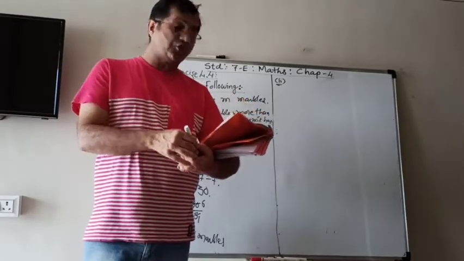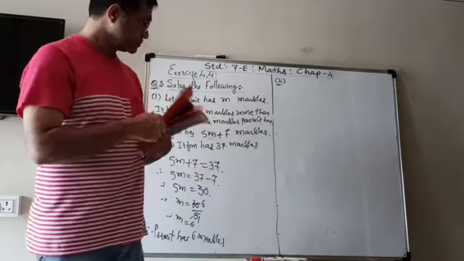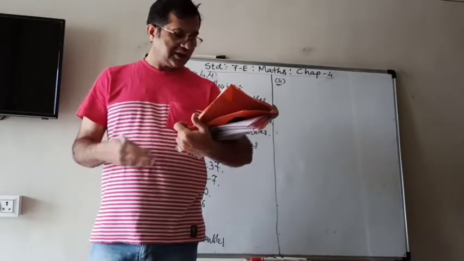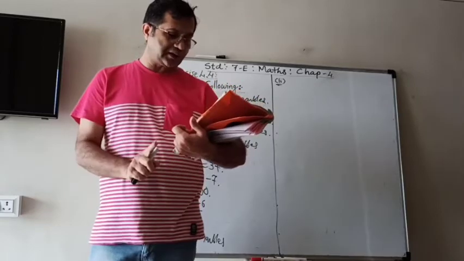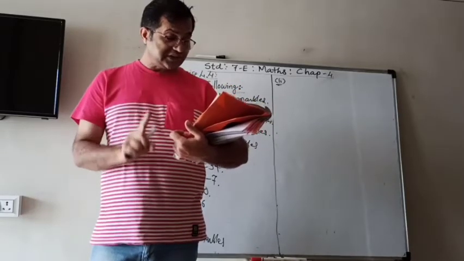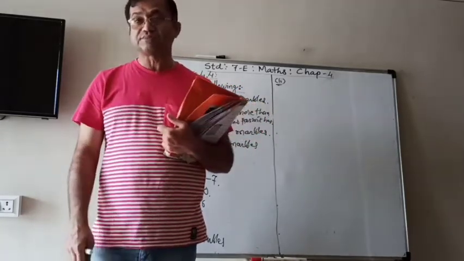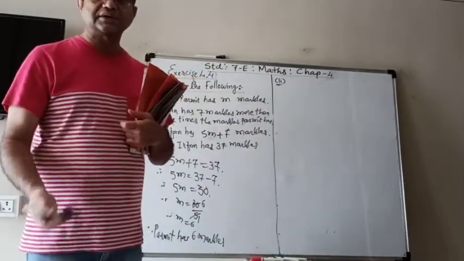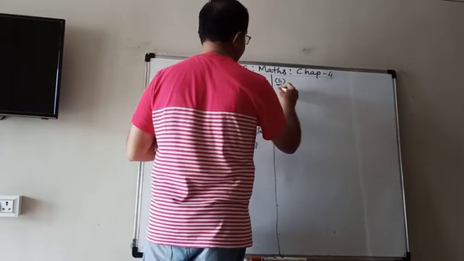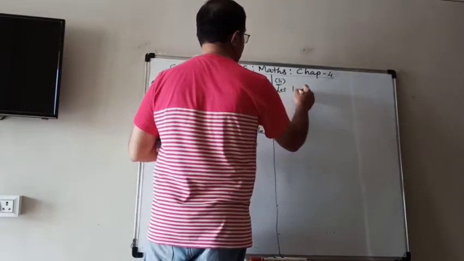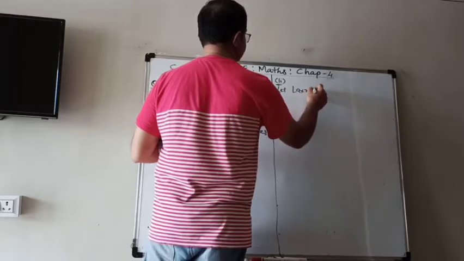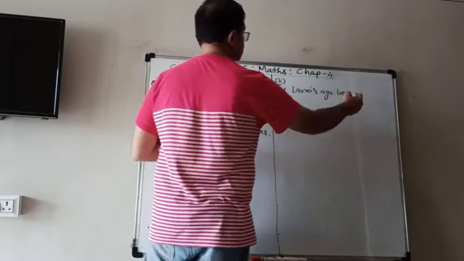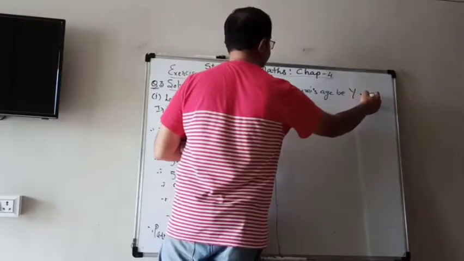Lakshmi's father is 49 years old, and his father is 4 years older than 3 times Lakshmi's age, and we have to find Lakshmi's age. So we will take a variable, let Lakshmi's age be, say, y years.